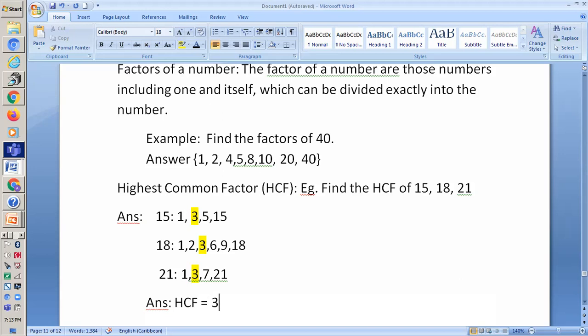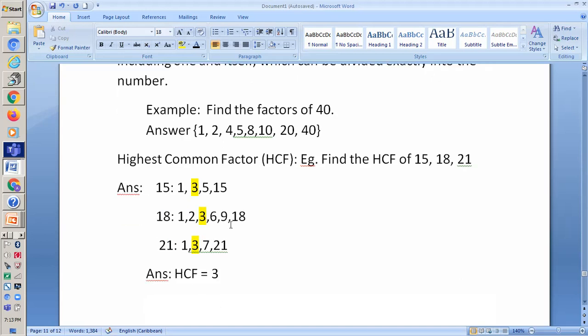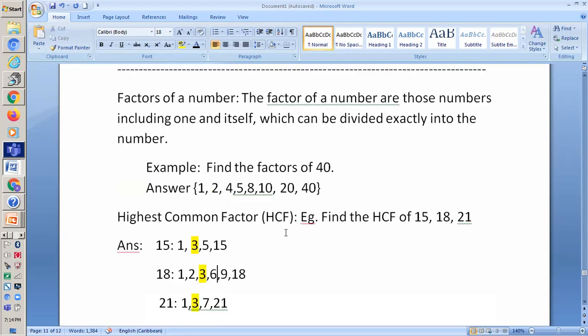Sir, I don't understand. All right. What exactly? Do you get how we got these numbers here? I don't understand where the 1 and the 3 and the 5 and the 15 come from. So you want me to explain how I got these numbers? Yes, sir. All right.